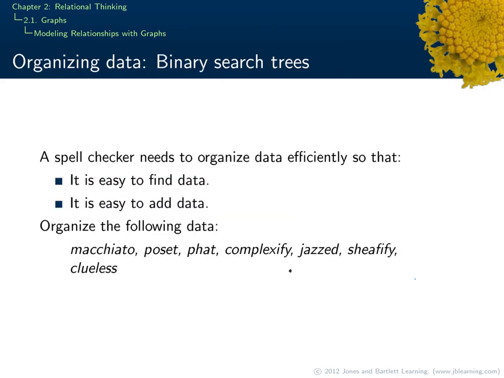We can also use graphs to organize data. In particular, binary search trees are good for organization. So for instance, a spell checker would need to organize data efficiently so that it's easy to find data and it's easy to add new data. So in this example, we're going to use a binary search tree to organize this list of words that you see here alphabetically. So what I recommend that you do now before we go on to the next slide is to write down, make note of this particular list of words in this order.